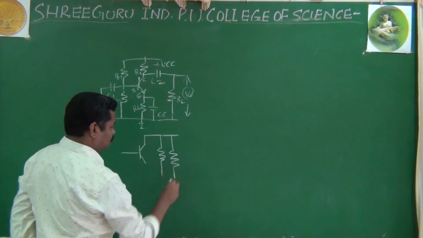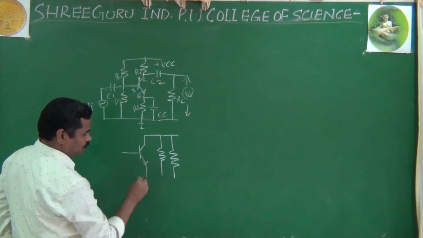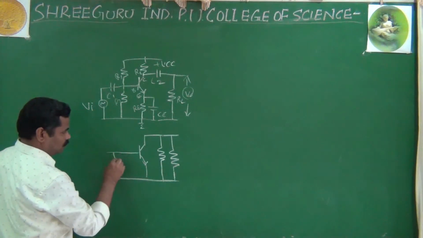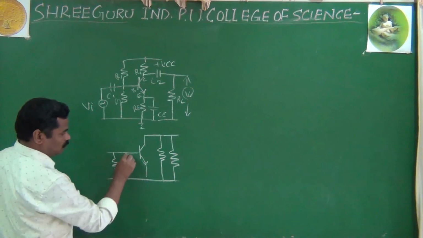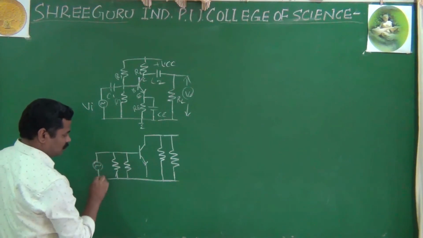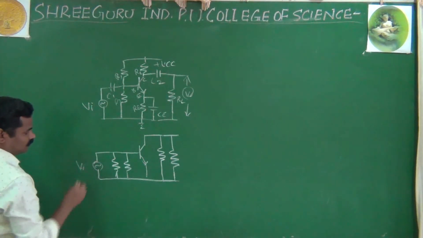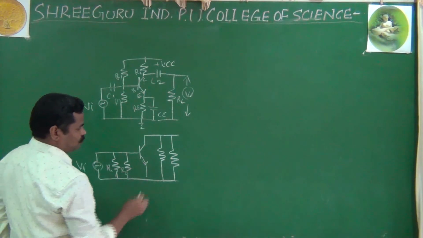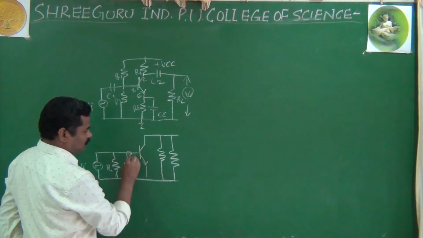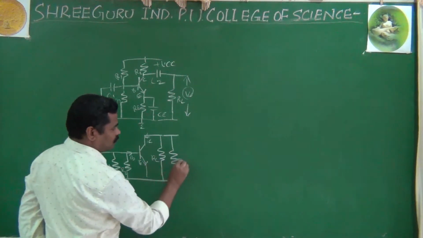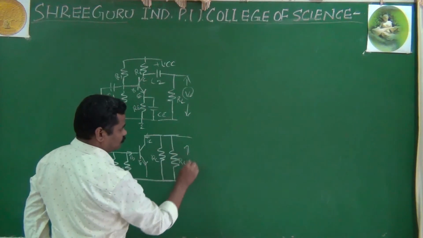As I said already, here you have R1, R2, and you apply the AC signal, that is nothing but your VI. This is VI, this is your R1, R2, this is IB, this is IC, and this is your emitter, and here it may be RC, this is your RL, and here you can measure the output.